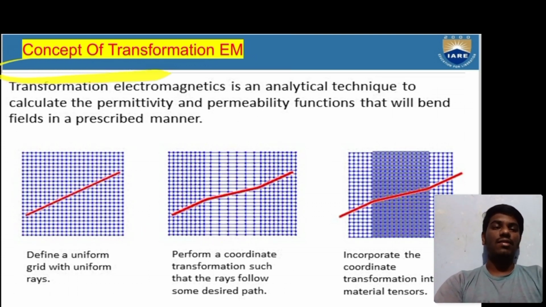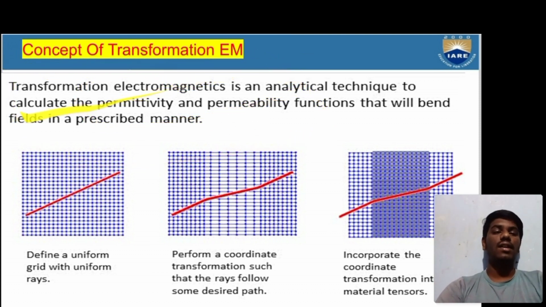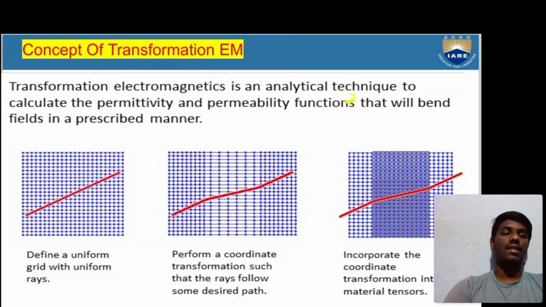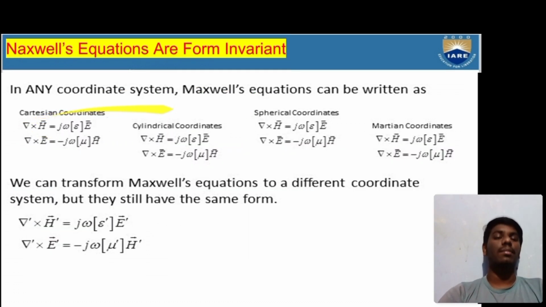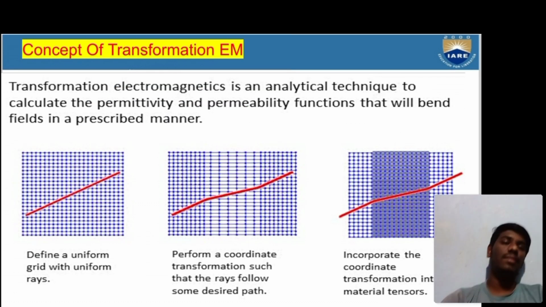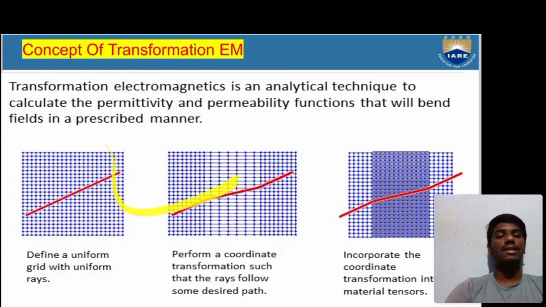Concept of transformation of electromagnetics. In this slide I am going to discuss the concept of transformation electromagnetics. Transformation electromagnetics is an analytical technique to calculate the permittivity and permeability function that will bend fields in a prescribed manner. The basic idea is to find the permittivity and permeability of a function that will bend fields in a prescribed manner.